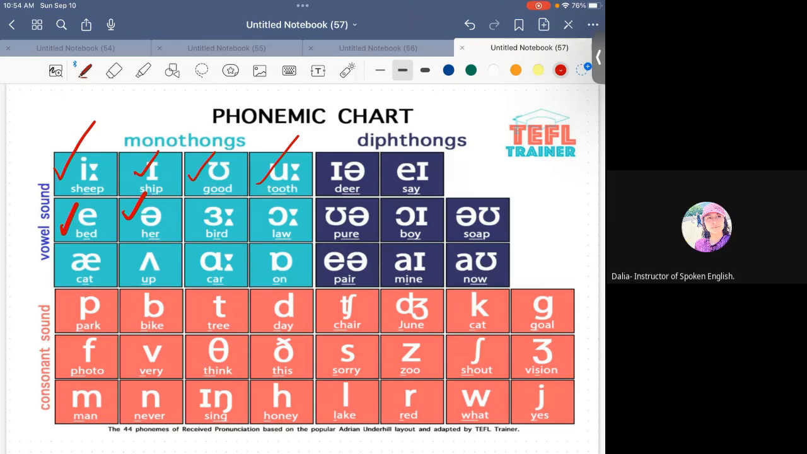Bird. Law. Cat. Up. Car. On. Okay. All right. Now, Yasmin, say the sound with me, not words.